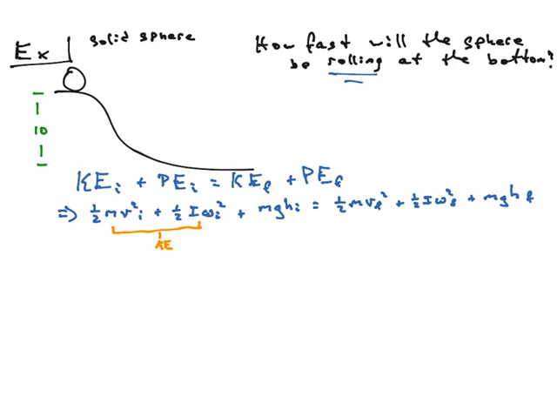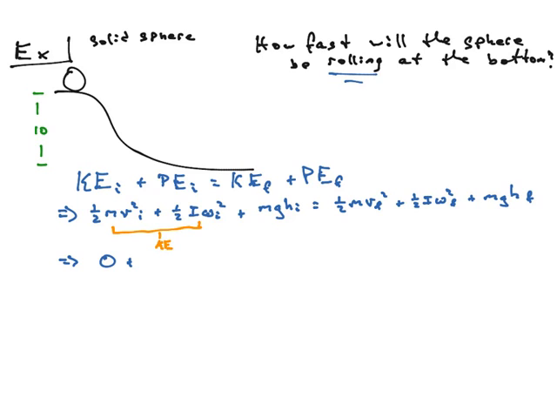Now, let's ask the questions, just like we did before. Initial state, I'm at the top of the hill. I have not started rolling yet. At that point, am I moving? No, I'm not moving. So, no velocity initial. So 1/2 mv squared is 0.